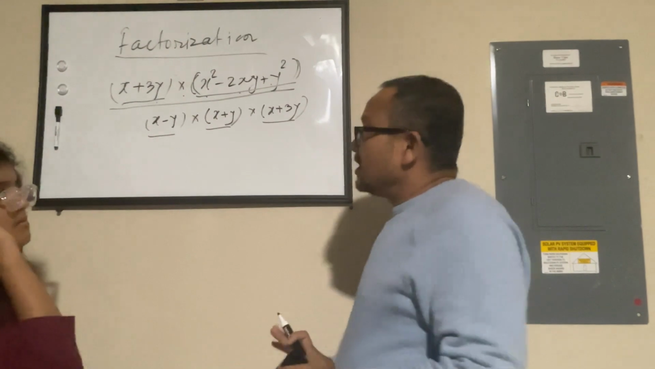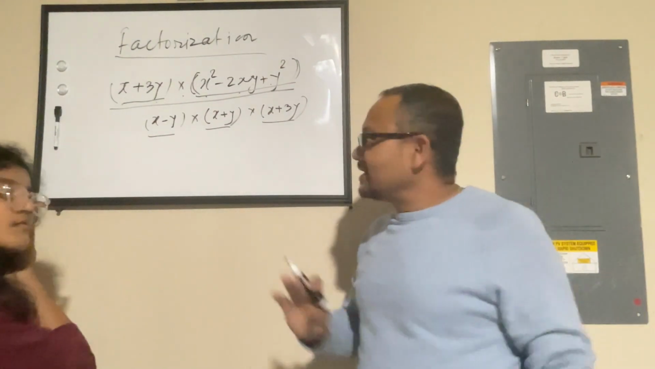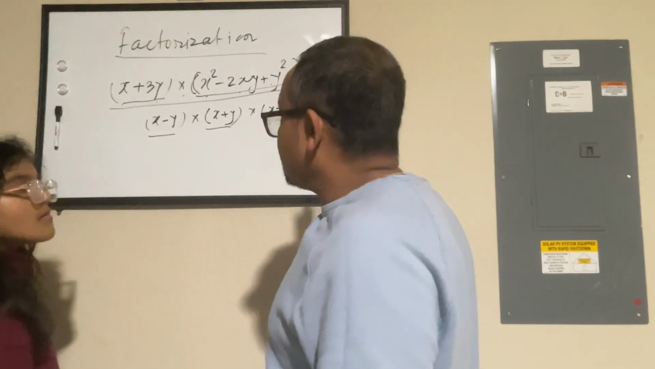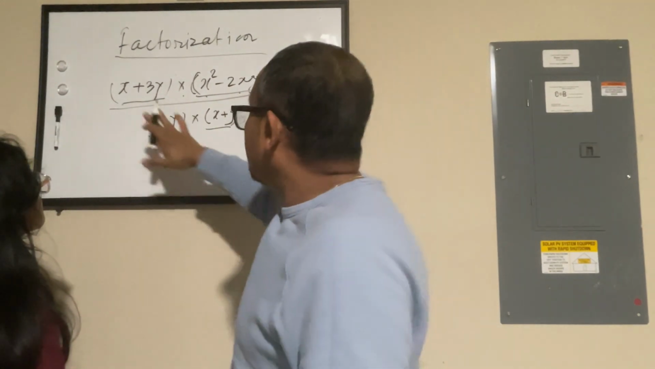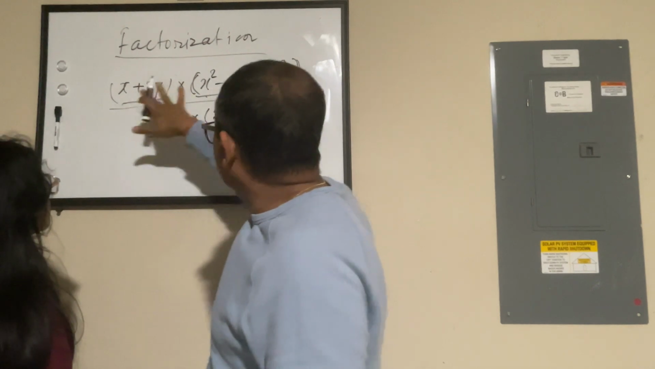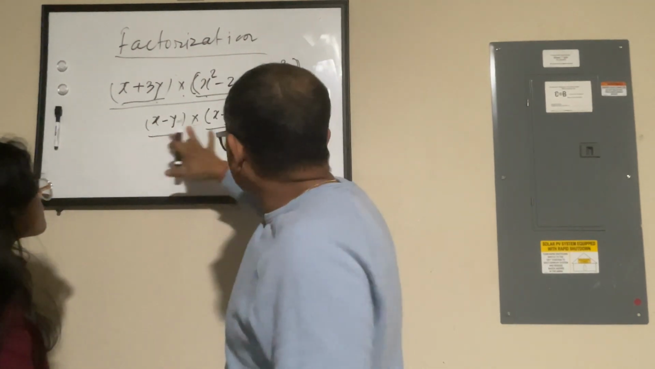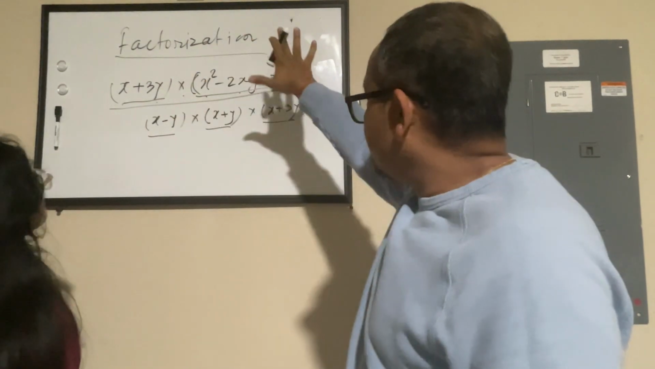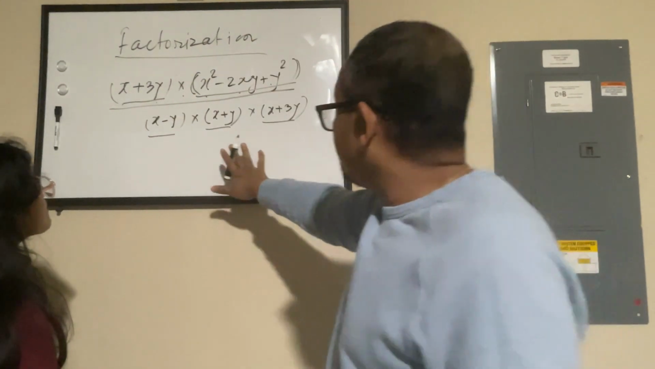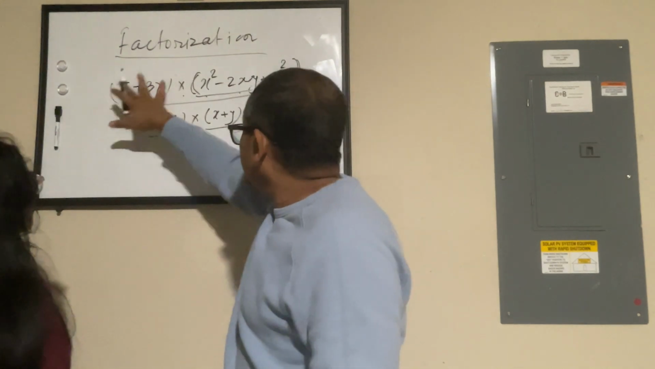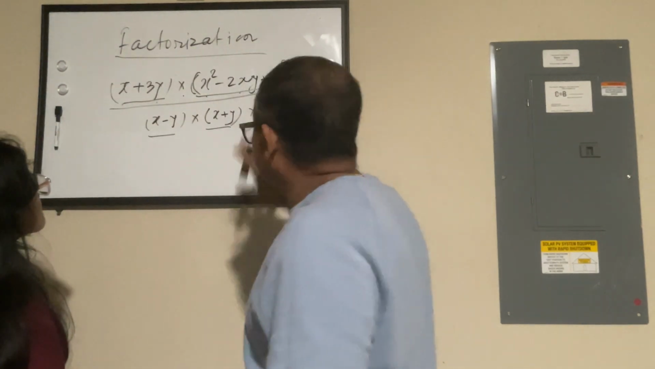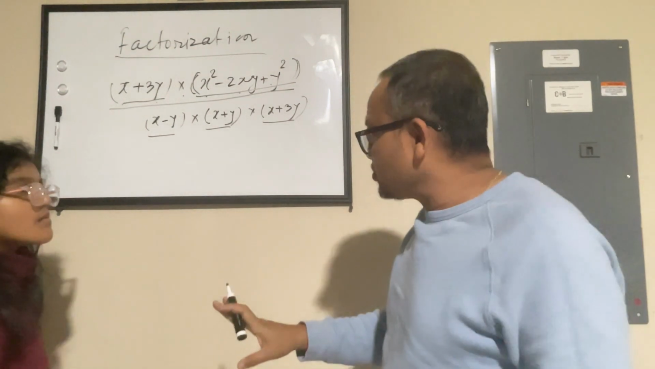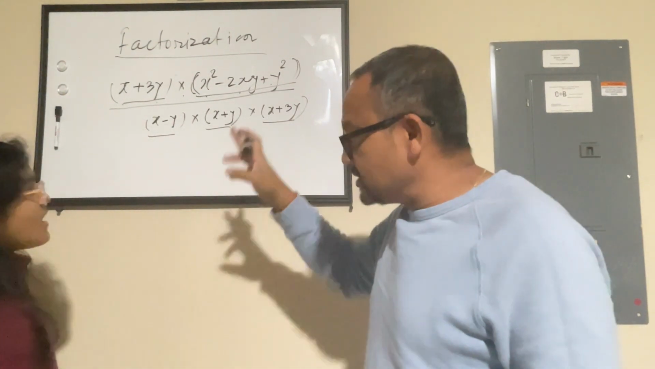I'll give you a chance. I'm reading the question one more time. This is what I have to do when I'm solving this: x plus 3y multiplied by this, divided by this. When I read this question again and again, this should become very easy. I have to multiply this by this, divide this by this. Is it giving you any clue?